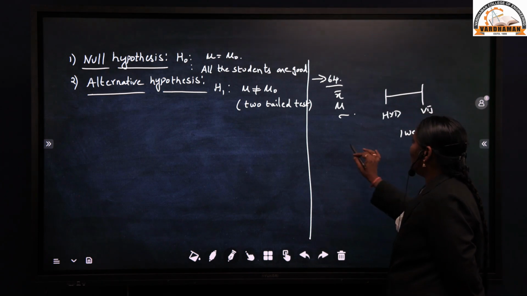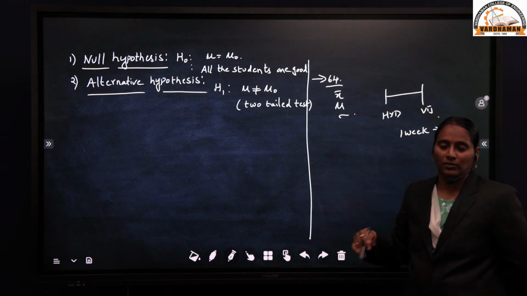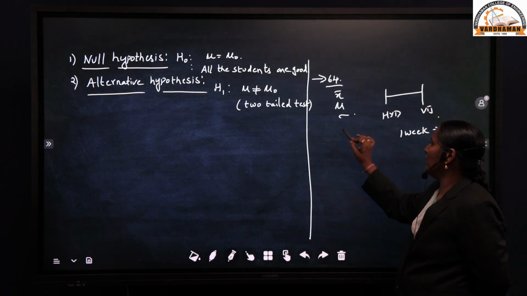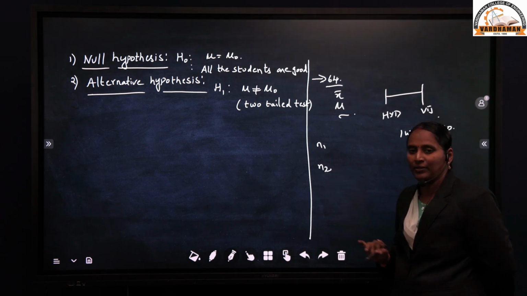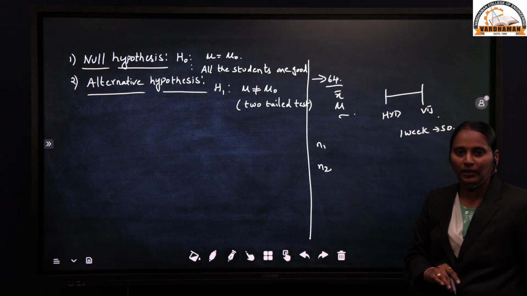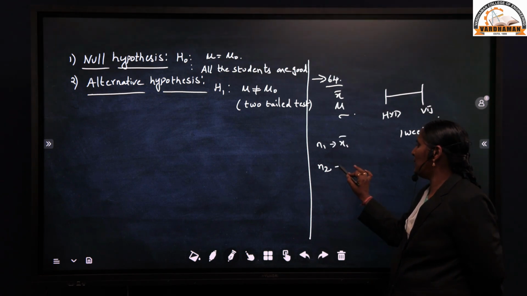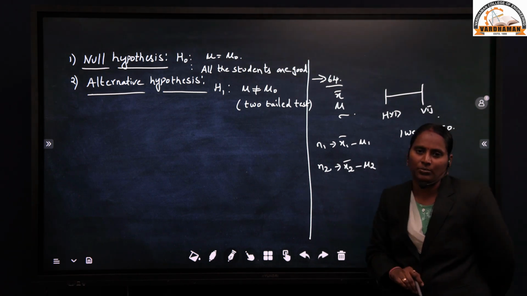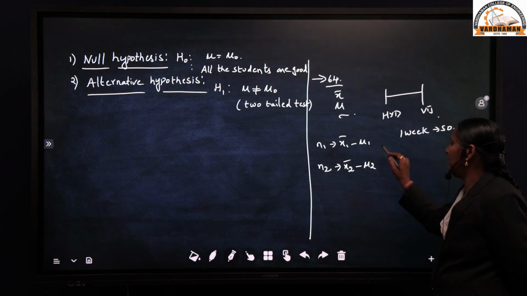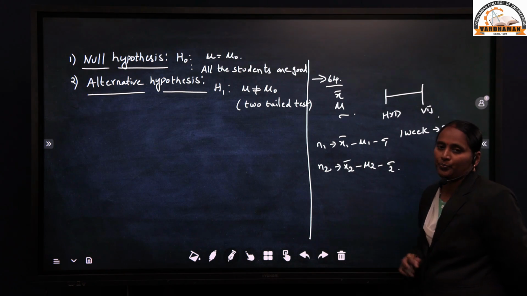Now if the given problem represents two sample sizes, suppose n1 and n2. The first sample has some data of x1 bar, the second sample has x2 bar, and we have population means mu1 and mu2, and standard deviation values sigma 1 for the first sample and sigma 2 for the second sample.